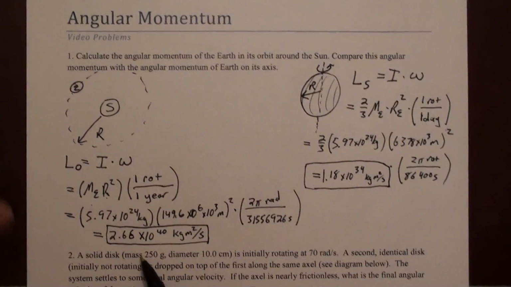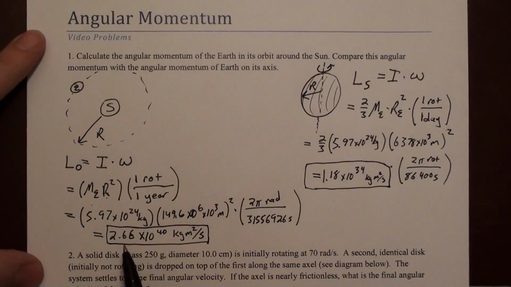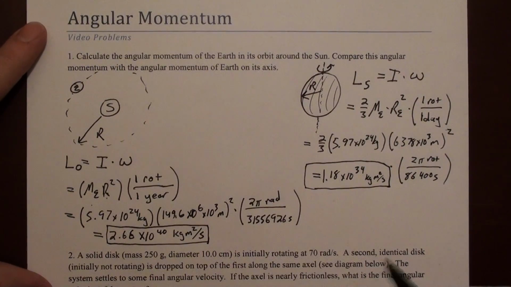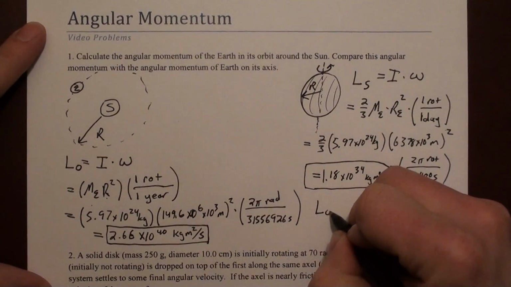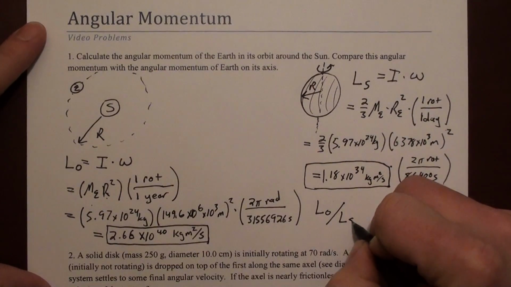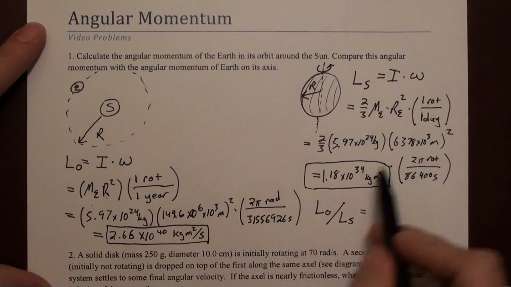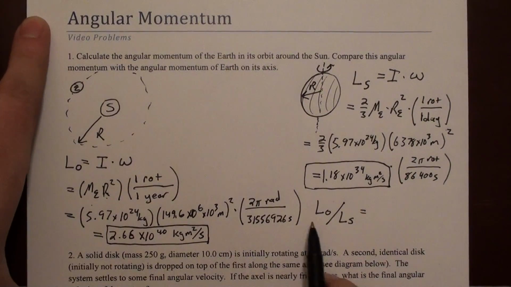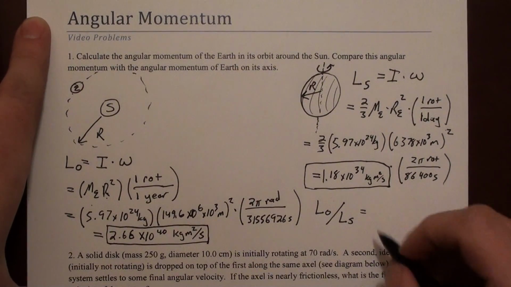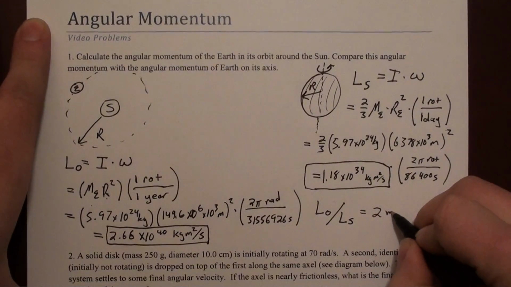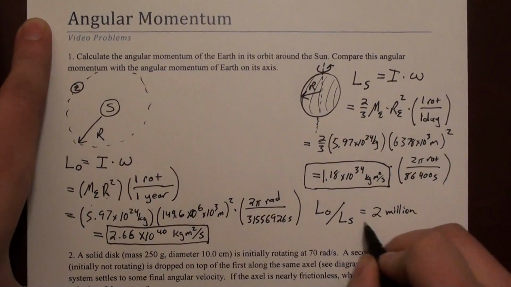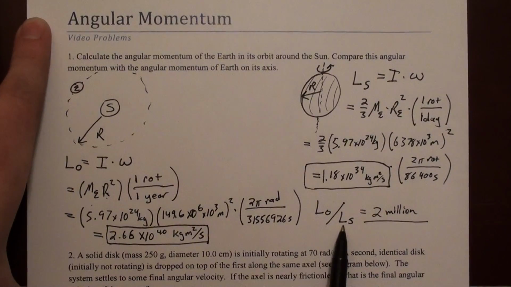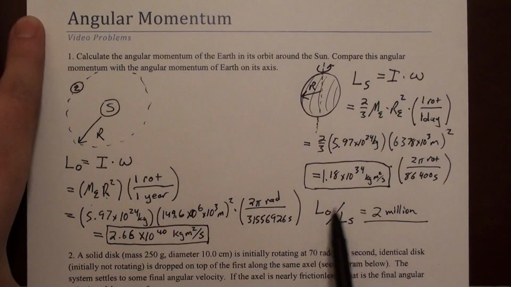Alright, so you can see the moment of inertia due to the orbit is quite a bit bigger, right? In fact, let's do the ratio, just so we can see how much bigger. If you divide these two numbers, you get that the angular momentum due to orbit is roughly 2 million times bigger than the angular momentum due to our spin.